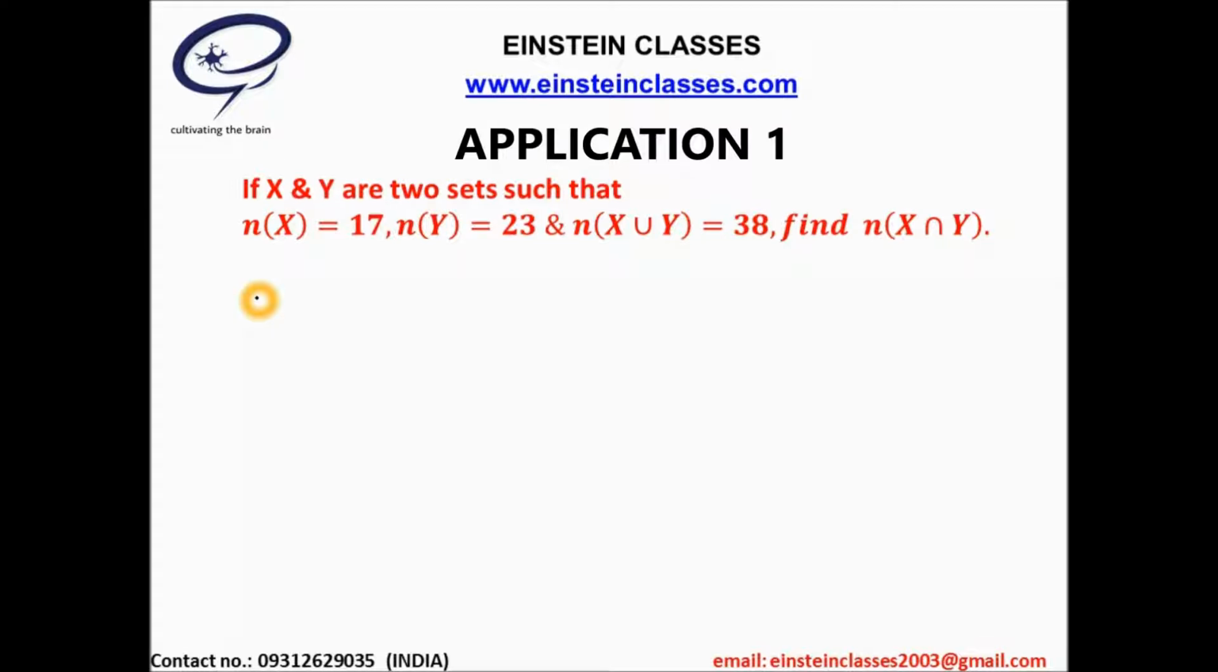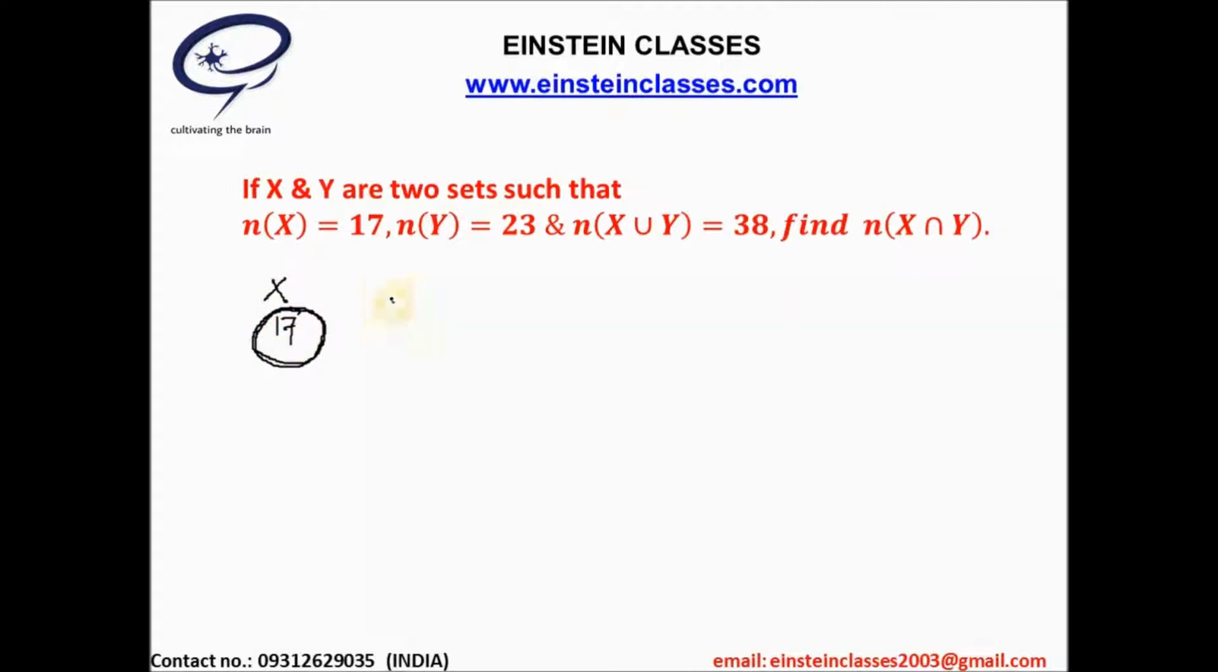Now we are going to discuss this problem. In this problem, the number of elements in the set X is 17. Another set is Y. This set Y has 23 elements. X union Y will be the complete one, and this one has a total of 38 elements. Now we have to find the number of elements in the set X intersection Y.